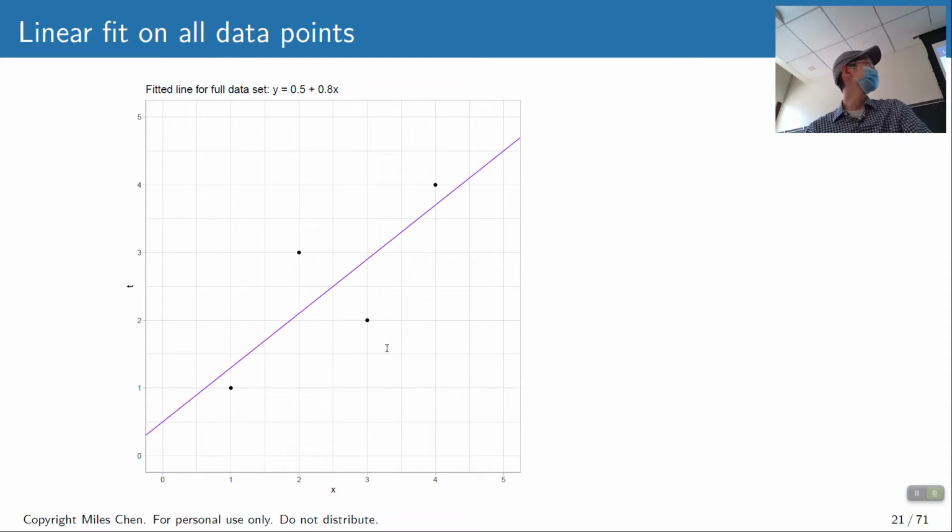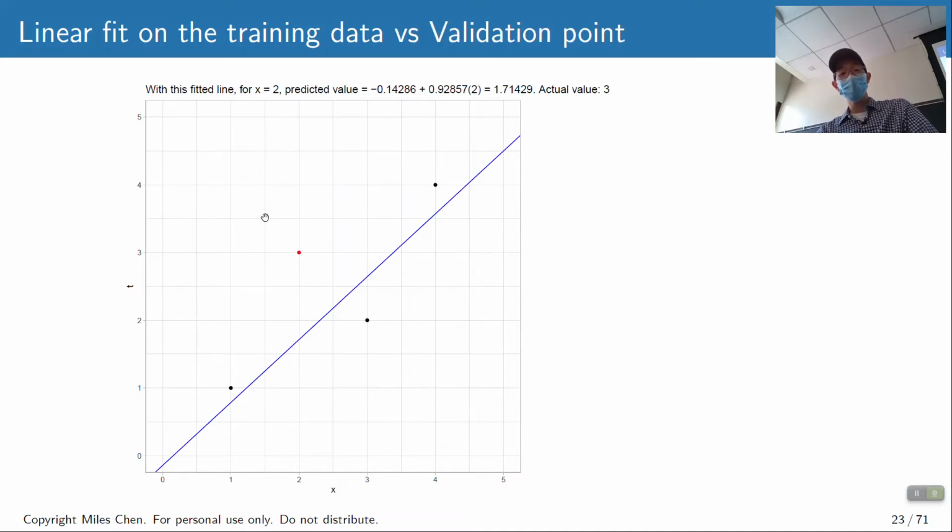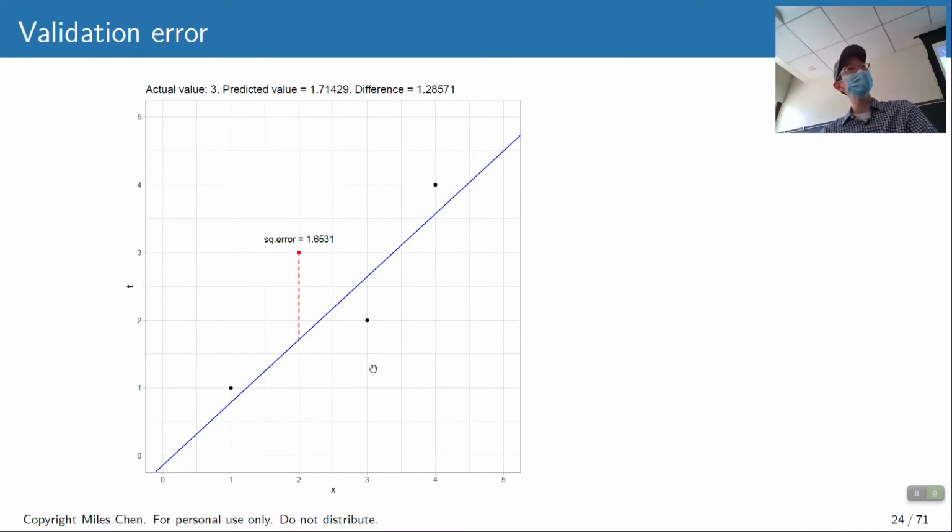All right, and so here's, again, all 4 data points. We hide this one. We hide this one. That's going to be our validation point right here. So we remove that. This is the best fitting line for just the remaining 3 points. We put that back in, and we say how much error is there, and we square that, and that's going to be the cross-validation. So because the data set's kind of symmetric, we get 1.6531 again.